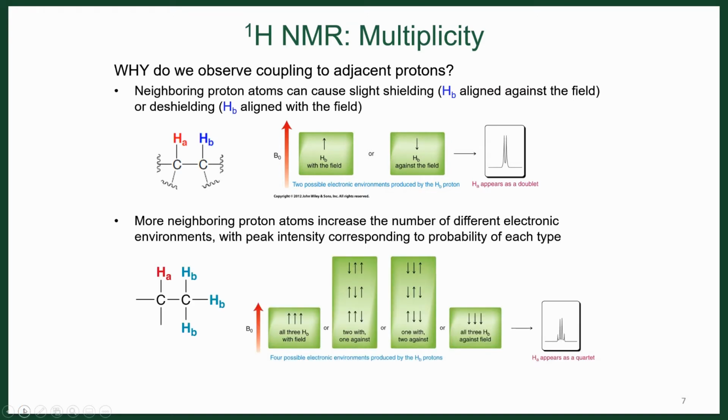There are more possible states as we increase the number of neighboring hydrogens on the adjacent carbon atom, and so we can get more possibilities associated with this. But you can see the middle here grows fairly rapidly because there's more combinations of these states that are degenerate, or the same as one another. And so this typical quartet pattern, which appears when you have 3 neighboring hydrogens on the adjacent carbon atom, falls in this 1 to 3 to 3 to 1 pattern.